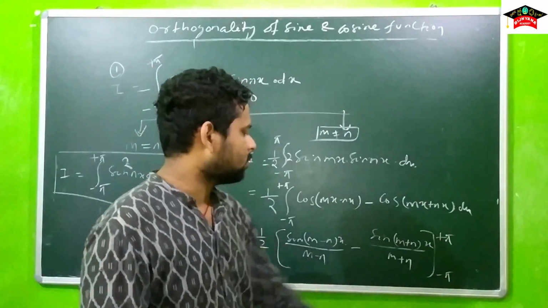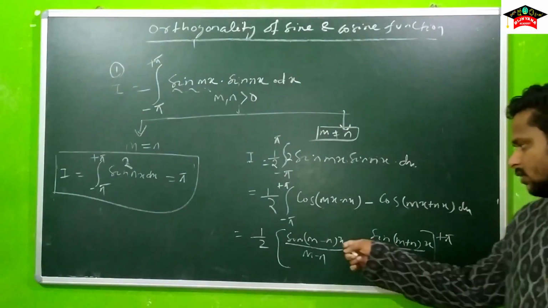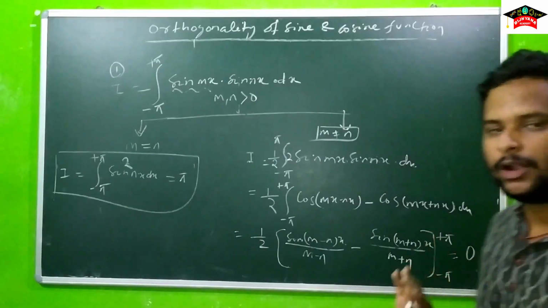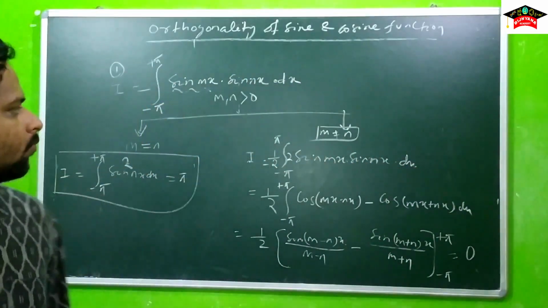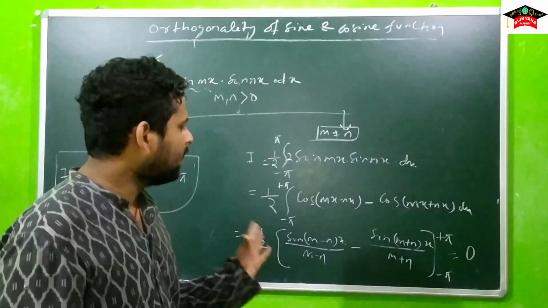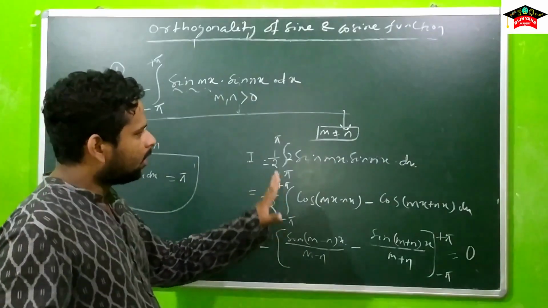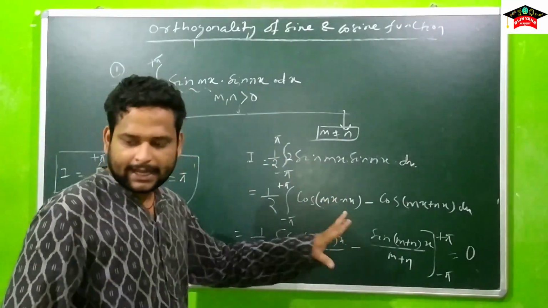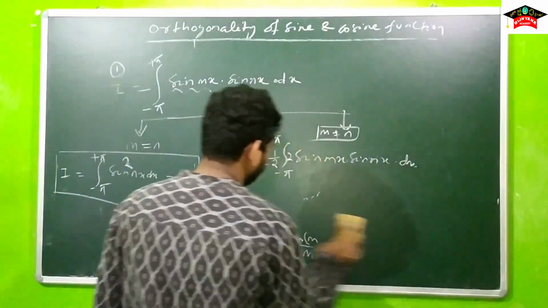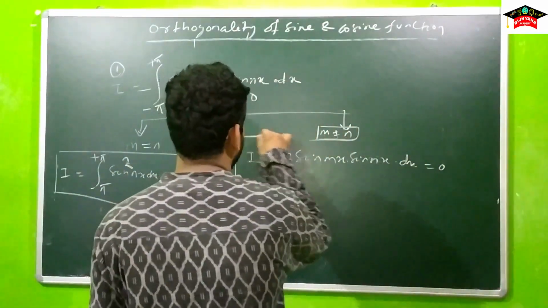So whether you put plus pi or minus pi, the whole integration value will be how much? 0. Because this is 0 and this is 0. So this whole integral value is how much? 0. Simple. This is the important point, that when m is not equal to n, the value of the integration is 0, because sine of any multiple of pi is 0. We have done the integration, so I can simply write that the value of the integration is 0. This part I have done.